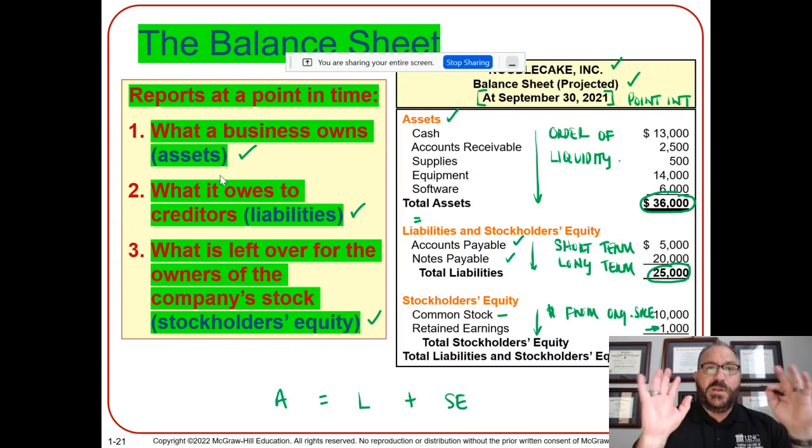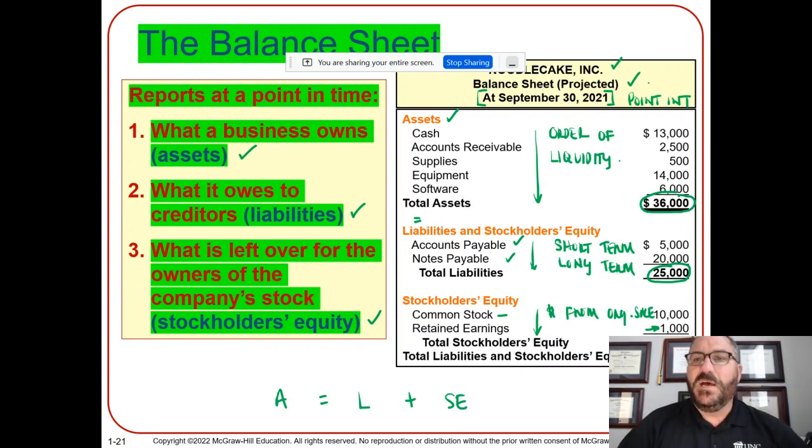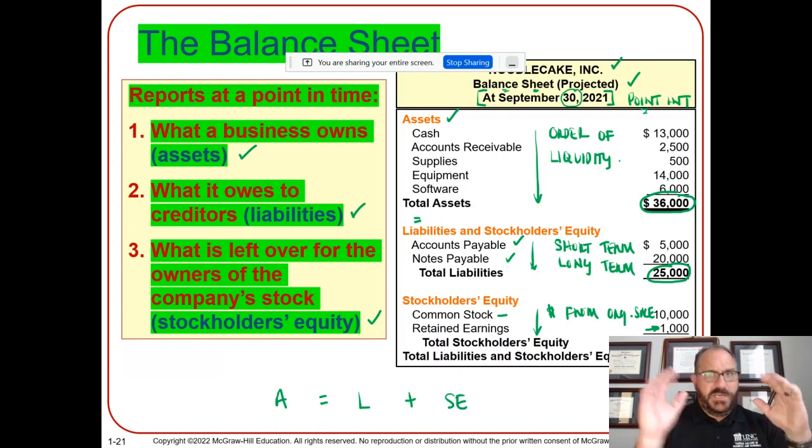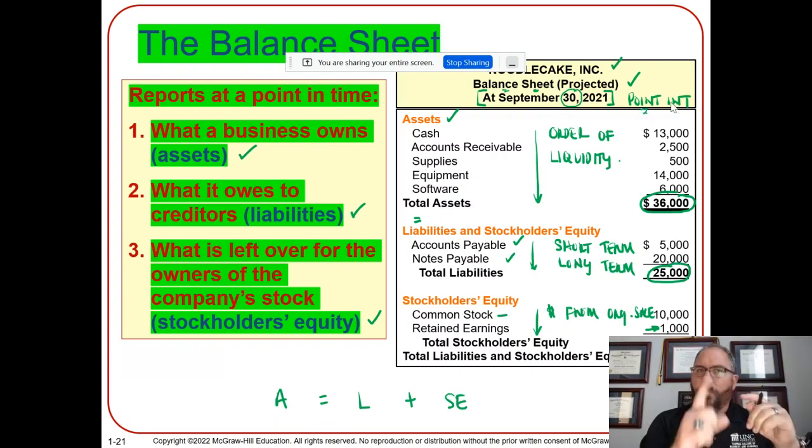All right, next one we're going to take a look at is the balance sheet. Now this one, again, notice our name up at the top, and they tell you the name of the financial statement. But notice here it says at September 30th. So notice it's at a point in time. It's not for a period of time. It's on one day.